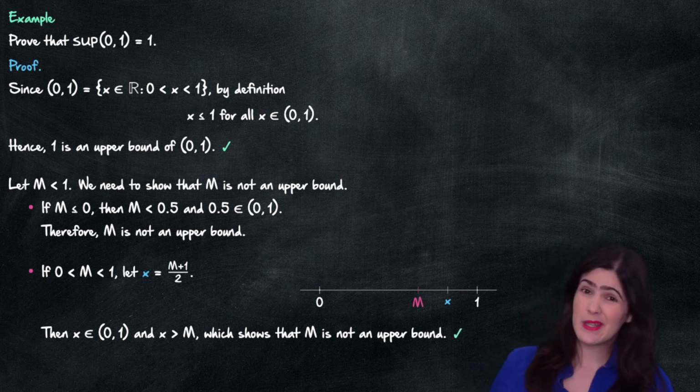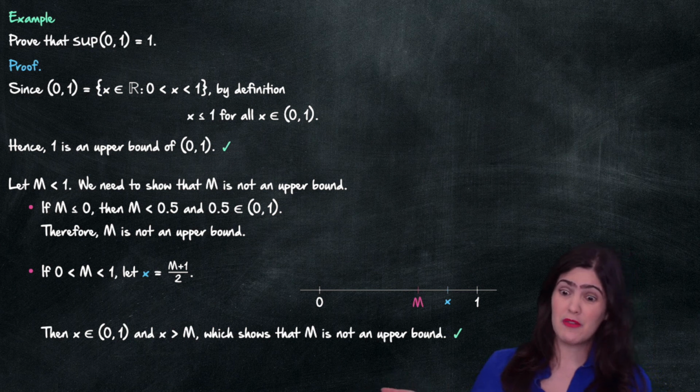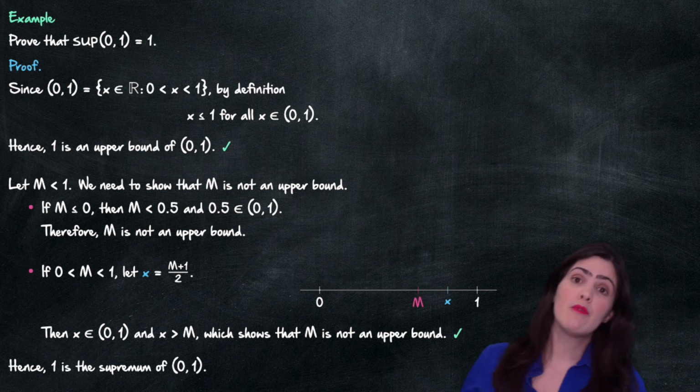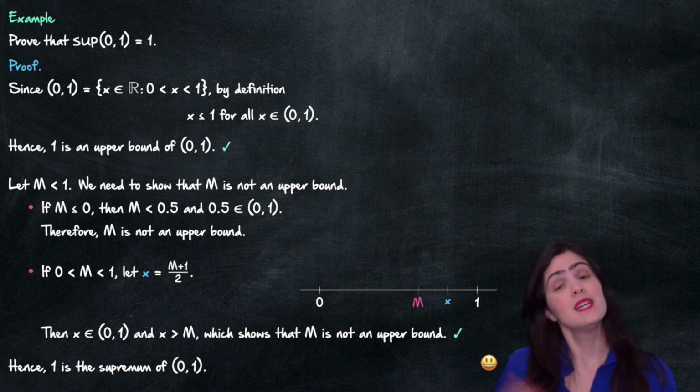So this shows that m is not an upper bound. But that's exactly what we wanted to do. Isn't that great? So perfect. That means that 1 is indeed the supremum of the open interval (0, 1). And that completes the proof.